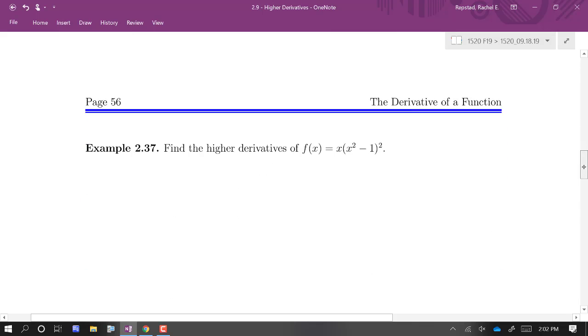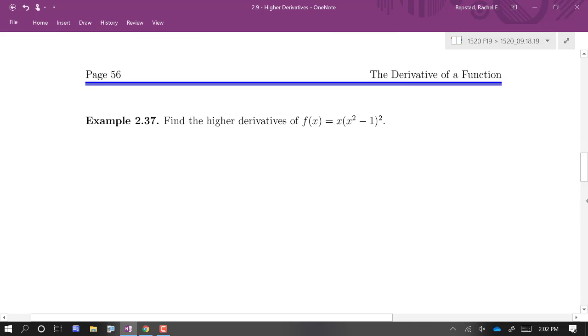Now, because with a polynomial, we know we'll eventually get to 0, that means when we see a question like this, find the higher derivatives, and they've given us this. It isn't multiplied out, but it's definitely a polynomial. If I were to multiply it out, we would get only positive whole number powers on x. So when they say find the higher derivatives, they mean find all of them. You're eventually going to get to 0.